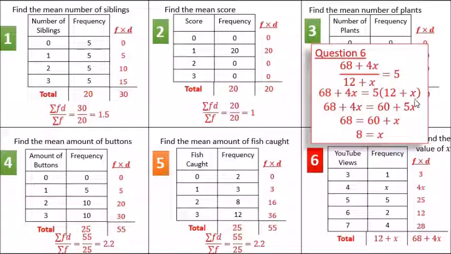We can take 4x away from both sides to get 68 is 60 plus x. And I can take 60 away from both sides to get the fact that x is equal to 8. So therefore this value would have to be 8 in order for us to have a mean number of YouTube views being 5.